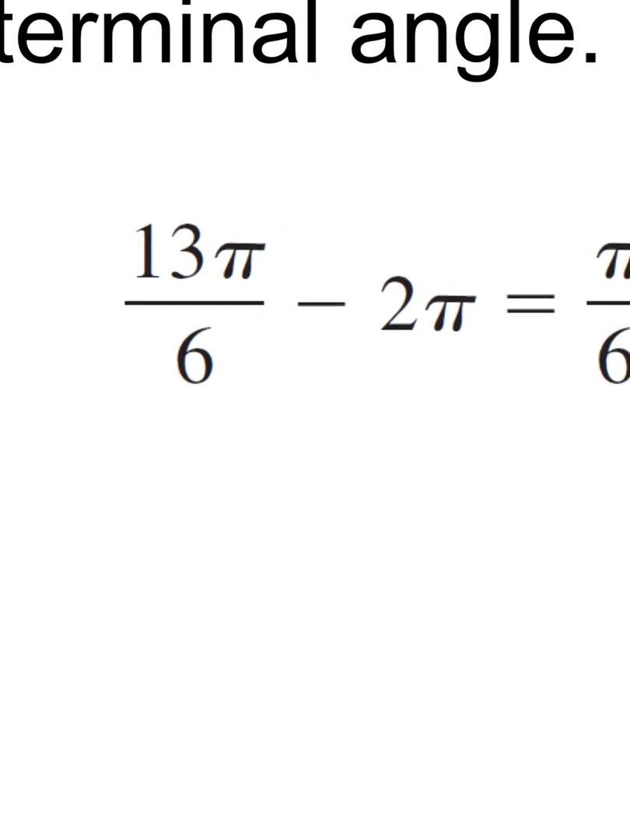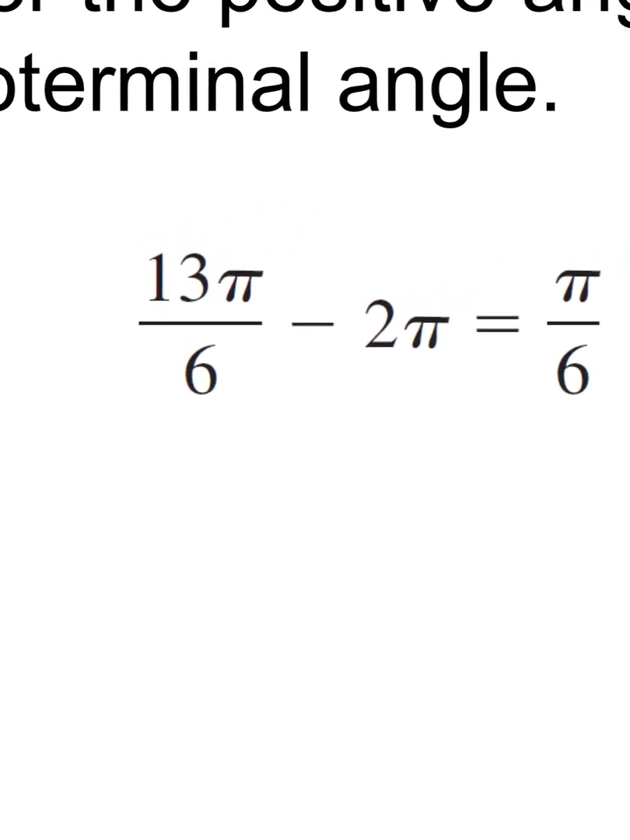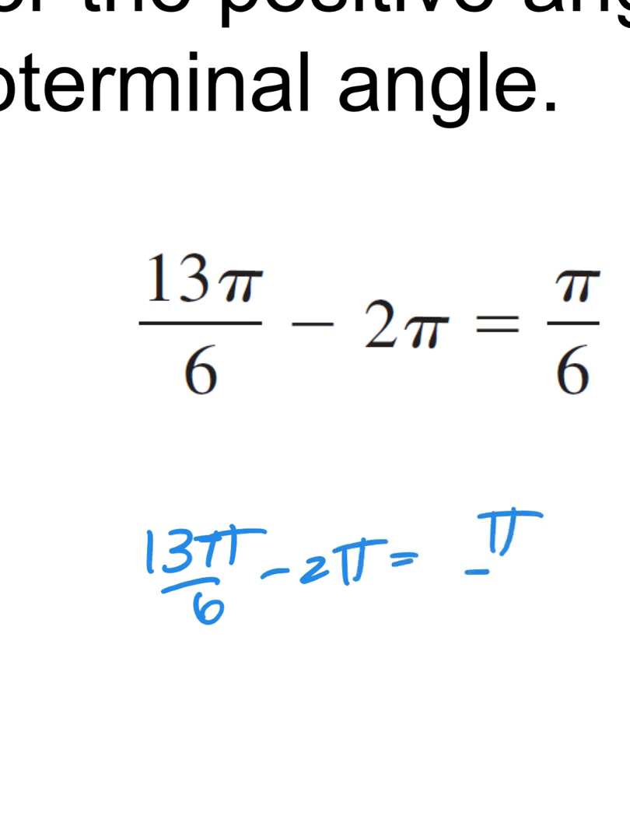So in this case, if I want one positive and one negative, right? I have 13 pi over 6. Well, when I subtract 2 pi, right, we got pi over 6. Is that a positive or a negative? Positive. Just because I subtracted doesn't mean that's my negative coterminal angle. If you guys want a negative coterminal angle, what needs to be in front of your answer? A negative. So this is a positive one.